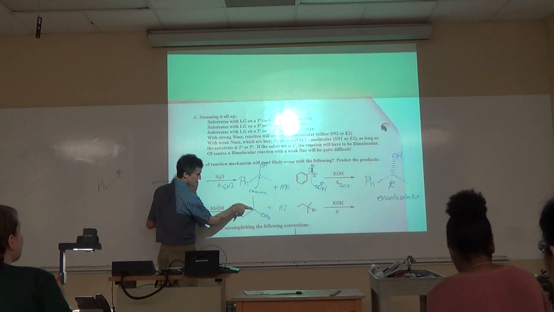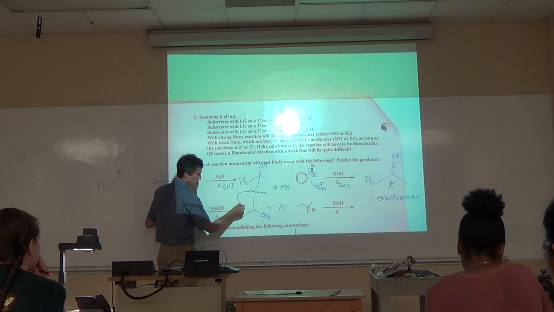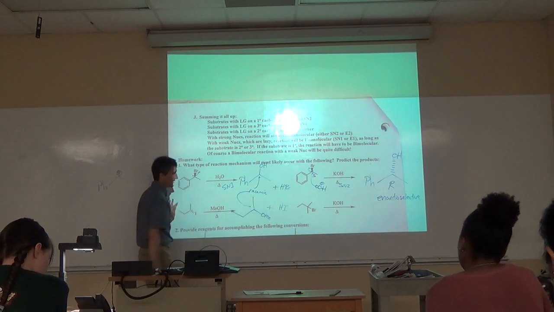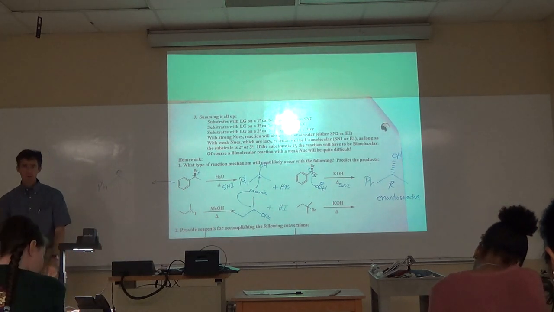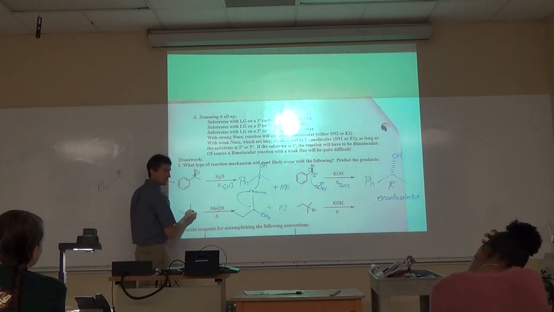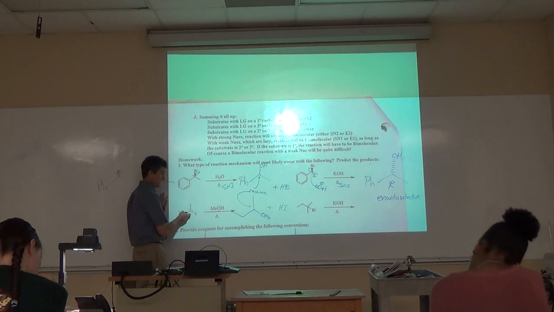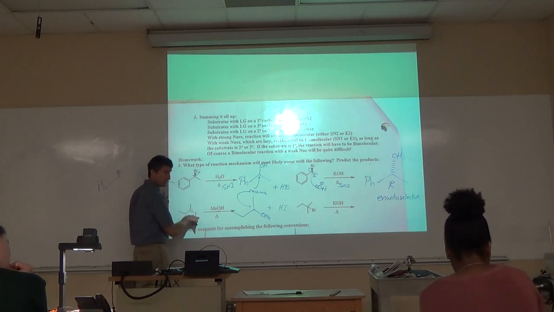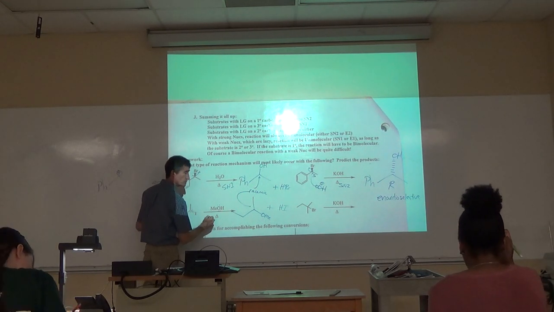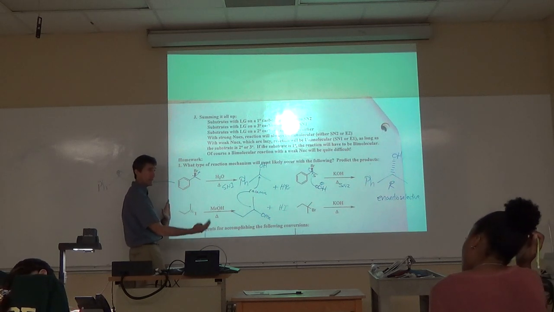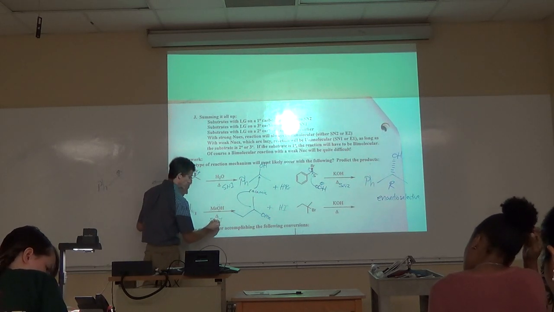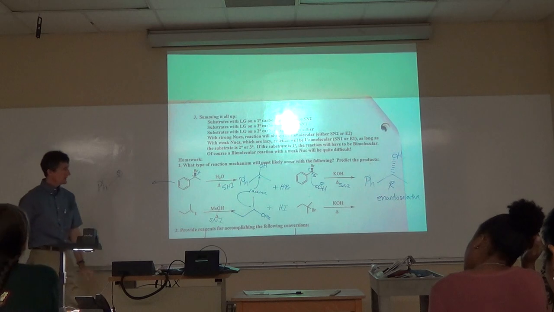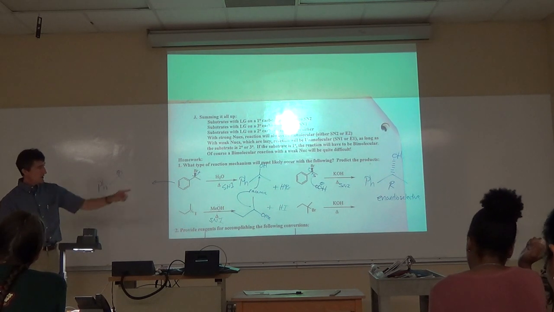That's a chiral carbon. Is it R and S? It's going to be racemic because of why? The methanol attacked the carbocation. It didn't kick off the leaving group. It attacked the carbocation. Two steps: ionization and then attack. SN1.